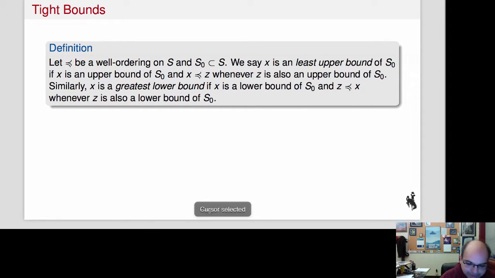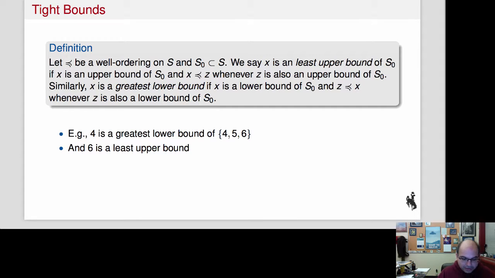And let's take a look at some examples. So 4, 5, 6, I want a greatest lower bound. Here it is. This is actually an upper bound, I mean, sorry, a lower bound, because 4 is less than or equal to 4, is less than or equal to 5, is less than or equal to 6. And it is also the greatest lower bound, because any lower bound has to be less than or equal to 4, because 4 is in the set, so we're done. Likewise, this here is going to be the least upper bound.